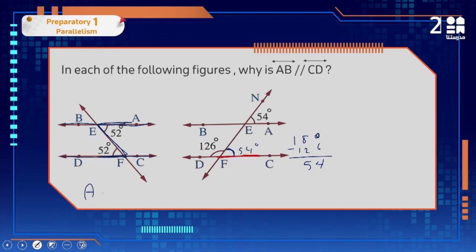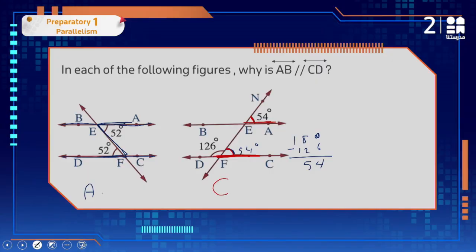What do you observe? The first one is above this line, which is 54, and the second one is also above the second line, which is 54. Both of them are above, so by corresponding angles. Okay, the third one. Let me clear this one.